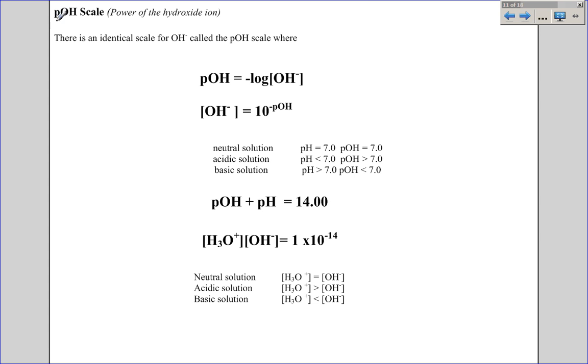And essentially, we can put anything into a logarithmic scale. We can take the power of anything. So if we look at the pOH scale, we're simply looking at the power of the hydroxide ion in the solution. And the p of anything is the negative log of that substance. So pOH can be determined by taking the negative log of the concentration of OH minus. And inverting this formula to solve for the hydroxide, using the fact that 10 to the power of is the opposite function of the log, the hydroxide concentration can be determined by taking 10 to the power of the negative pOH.